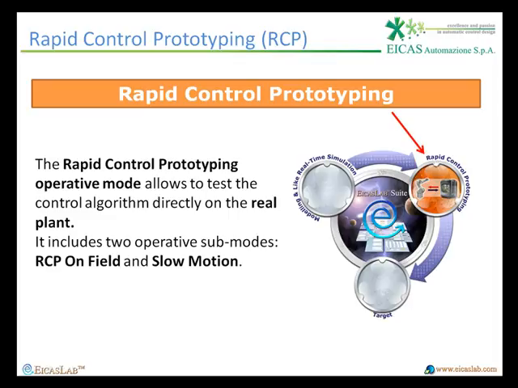The rapid control prototyping allows to validate the same control code, that is the application software, already tested in modeling and like real-time operative mode, working directly with the real plant. It includes two submodes, RCP On Field and slow motion.